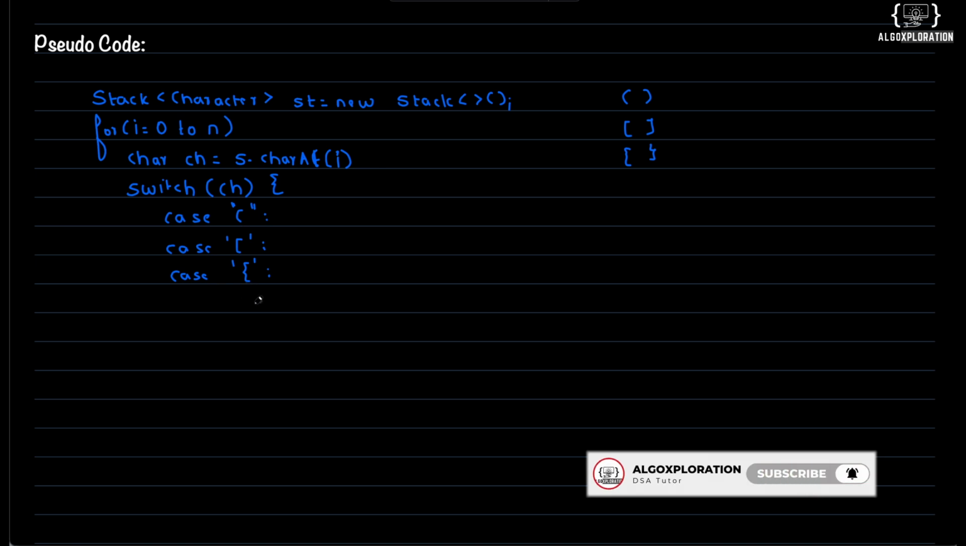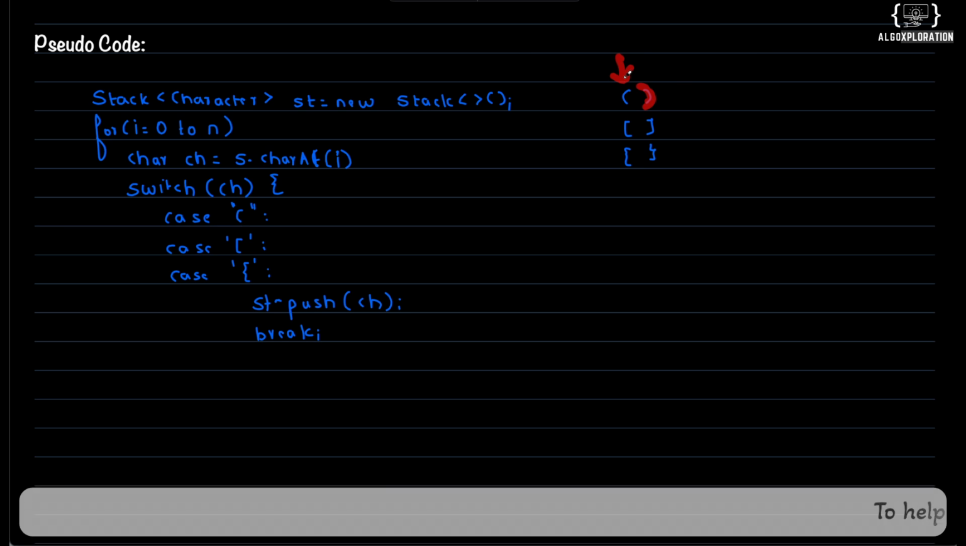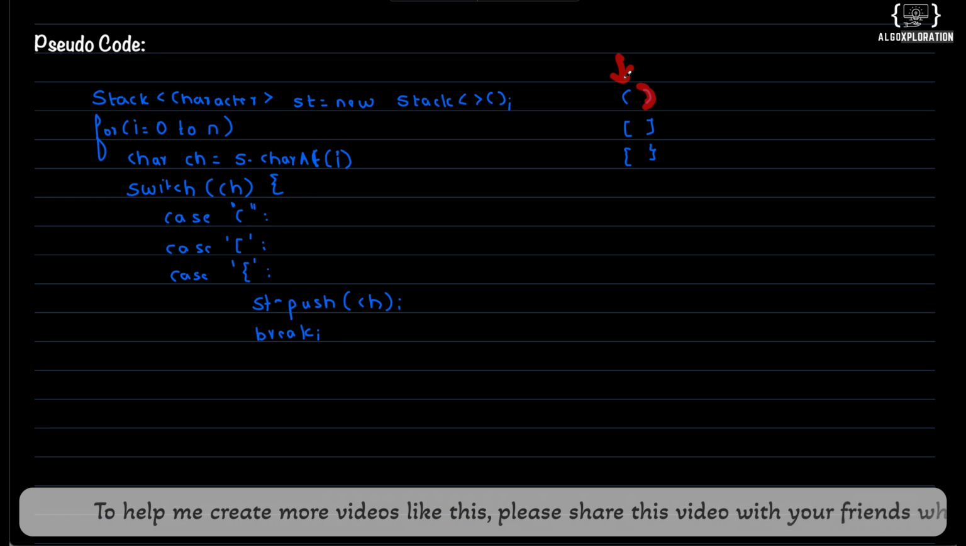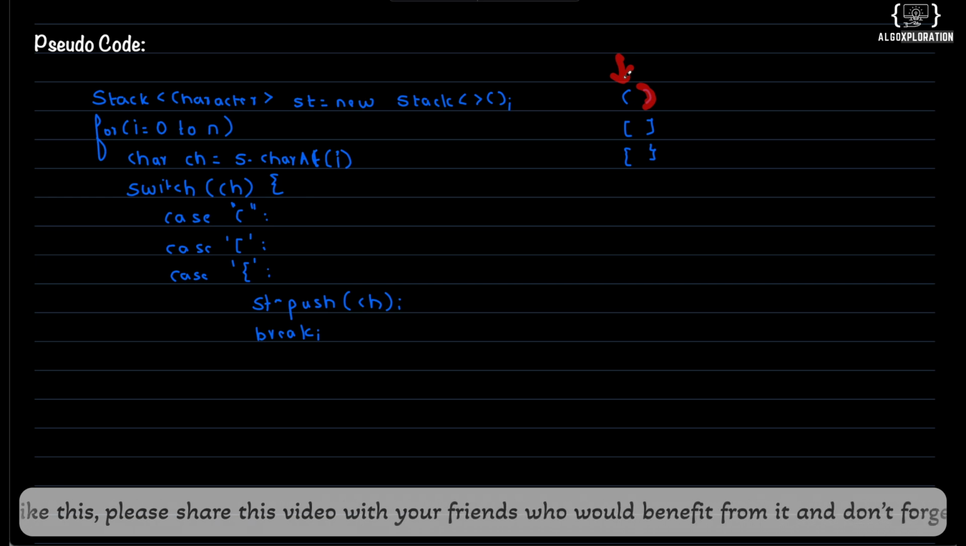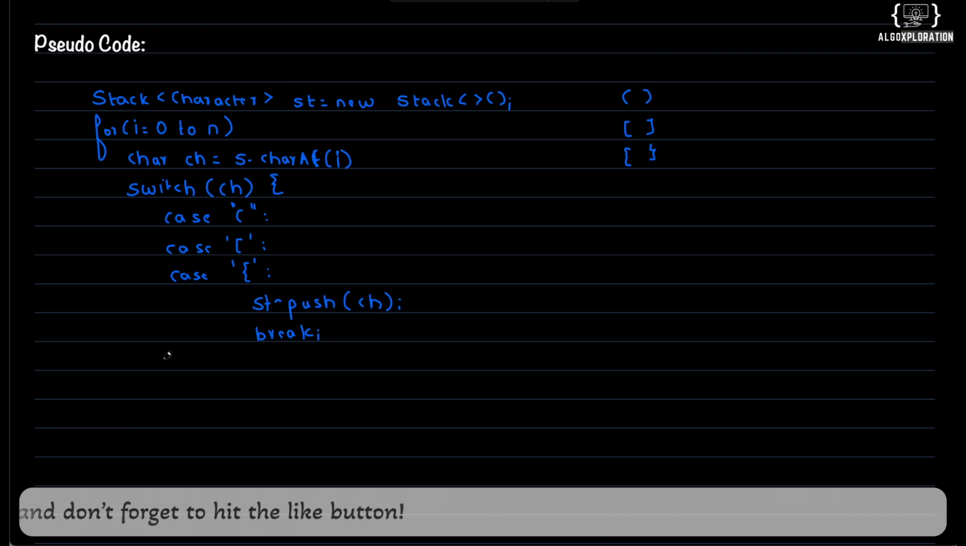For these 3 cases, I will just need to do one thing, that is push into the stack. So stack dot push, and then break. Now what to do for the closing braces? If I have a closing brace, then first I need to check the top of the stack. If the top of the stack matches the corresponding opening brace, then I need to pop it. But since I need to pop it, I also need to check whether the stack is empty or not. If it is empty, then I am not able to pop it, right? So I need to check whether the stack is empty also.